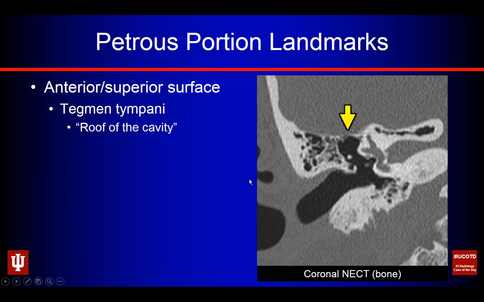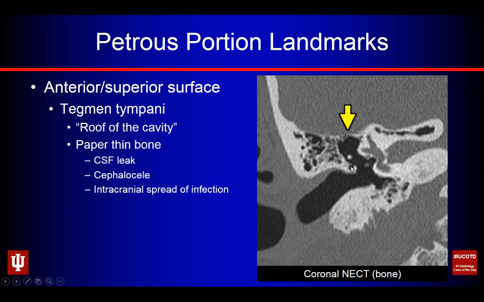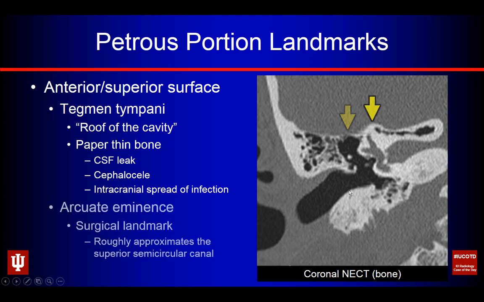As we look at the petrous portion, some of the important landmarks to recognize on this coronal CT, we have our tegmen tympani. This is the roof of the cavity of the middle ear. And that's important because it's really paper-thin bone. So it's a setup point for having potential CSF leaks or cephaloceles, or if you have a bad middle ear infection, you can have transgression through that. You can have egress of pus and bacteria entering into the middle cranial fossa and causing meningitis or meningoencephalitis.